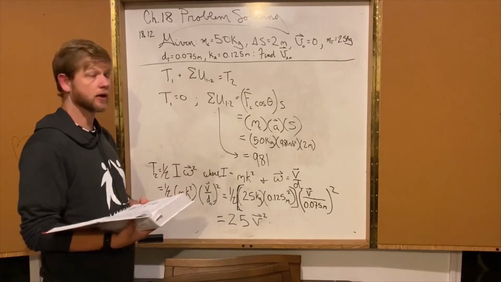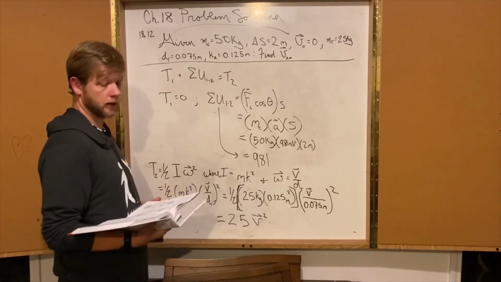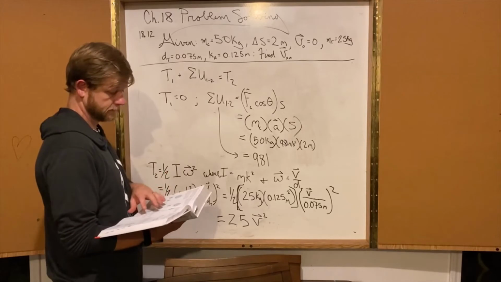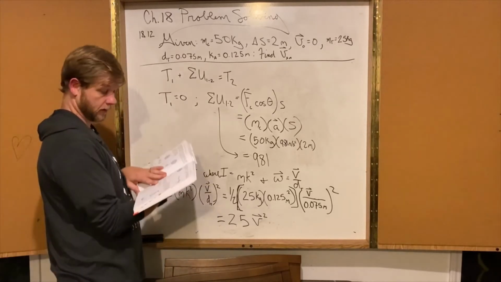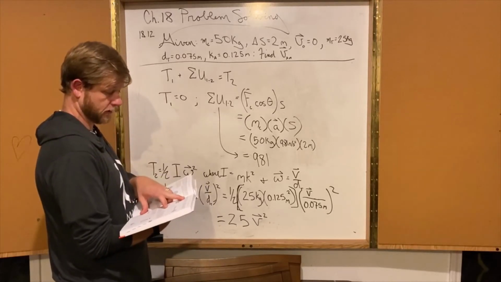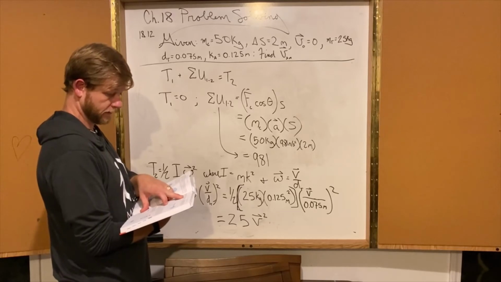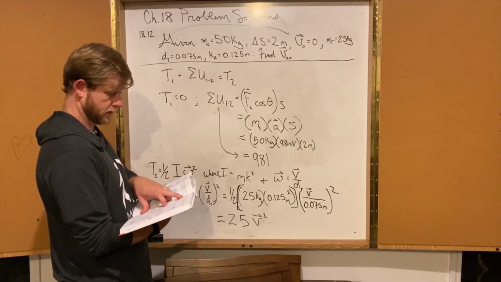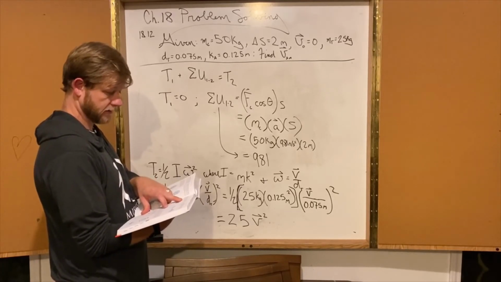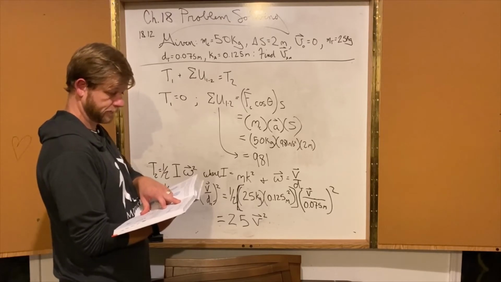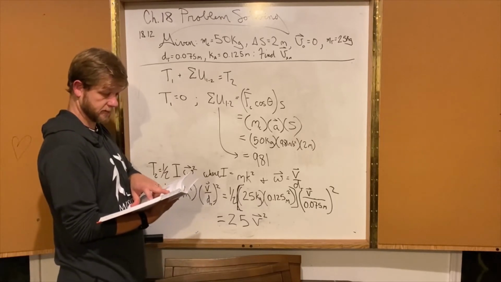All right, so let's work a problem. This is problem 12 out of chapter 18. If you'd like to follow along in your book, it says determine the velocity of a 50 kilogram cylinder after it has descended a distance of 2 meters. Initially, the system is at rest.